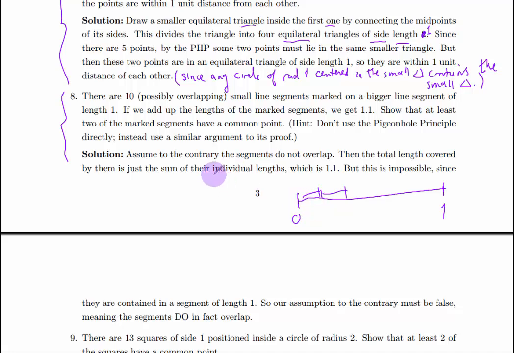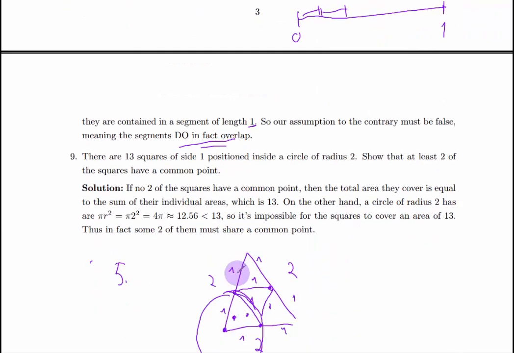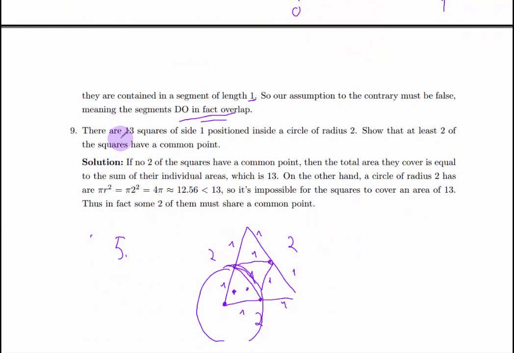They're too big. All right, so how do we write this up? Assuming to the contrary segments do not overlap, then the total length covered by them is the sum of their individual lengths, which is 1.1. But this is impossible since they're contained in a segment of length 1. So our assumption to the contrary must be false, meaning the segments do overlap. So he's using a proof by contradiction. Okay. All right, last one.